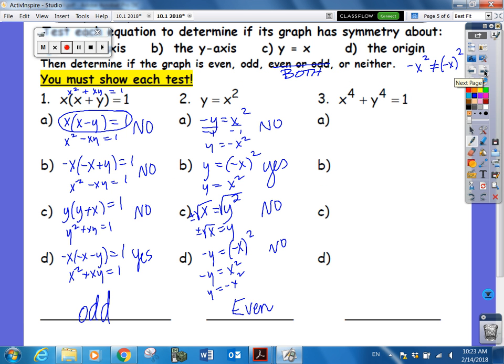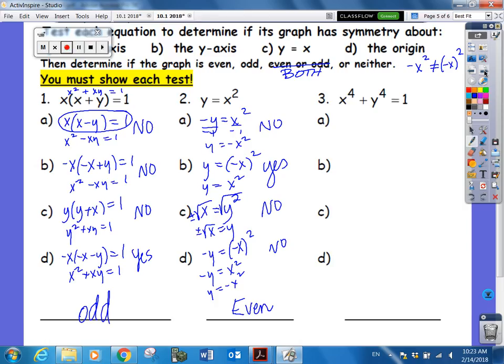So if I gave you number 2 and I said, is this even? The only thing you would have to do is the test for the y-axis, and we expect you to know that. If I said, is this graph odd? The only test I would expect to see is the test about the origin. The others don't matter. You don't do them all. Those are the only ones that matter.